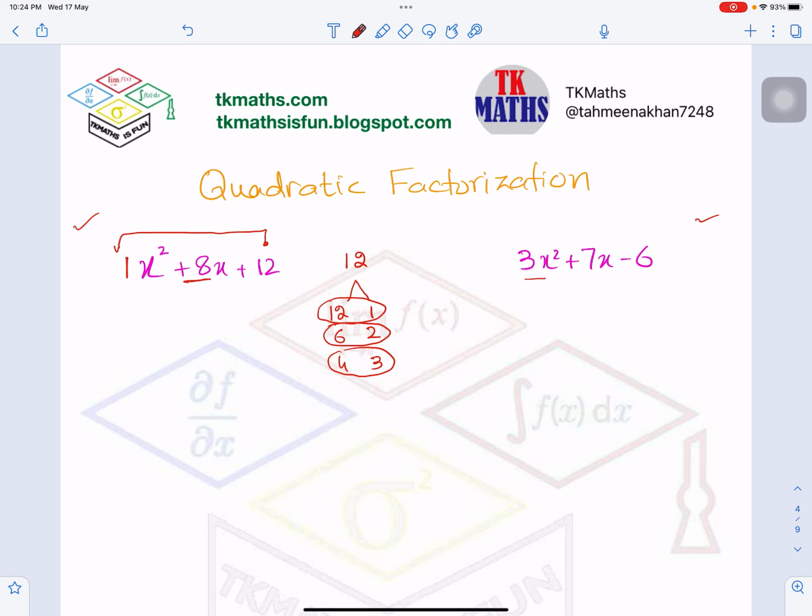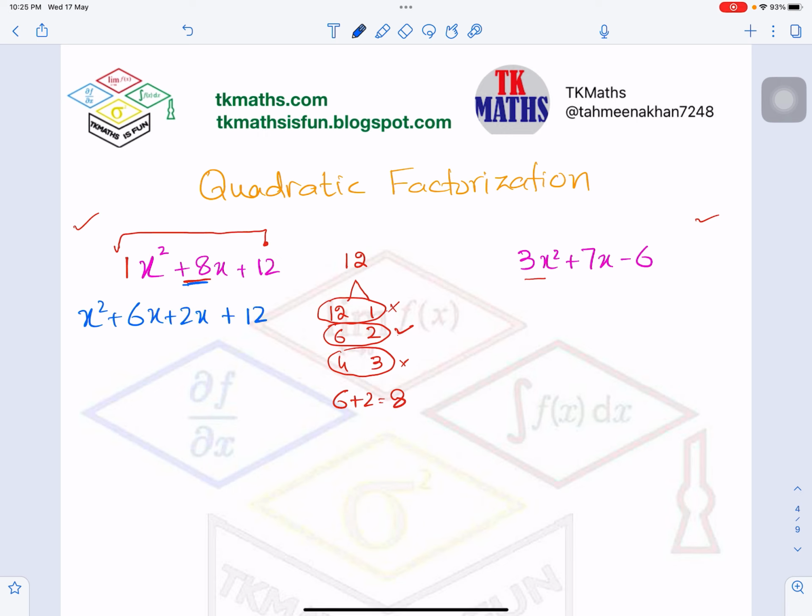Of course 12 plus 1 is 13 and 12 minus 1 is 11, so this is out. 6 plus 2 is 8, and 6 minus 2 is 4, so addition will give me 8. 4 plus 3 is 7 and 4 minus 3 is 1, so this is also out. It means 6 plus 2 will give me 8, right? So now I will break up this 8 into two parts, 6 and 2. This expression will become x square plus 6x plus 2x plus 12.